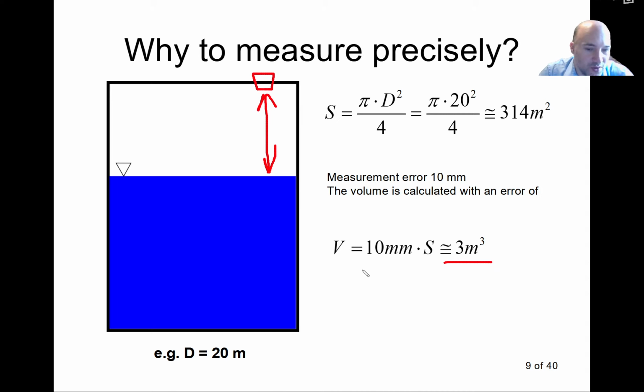So this might also be quite an expensive liquid, and if you don't know whether you have more than 3 cubic meters or less than 3 cubic meters, that might be a problem, also if you want to sell it, for example. So we will see that many liquid level meters are able to measure within a few millimeters of accuracy. So we are trying to achieve very high accuracy. Because of this, if we have a large diameter of our tank, then we may have a big error in the calculated volume.